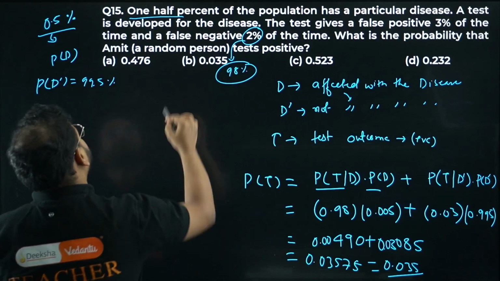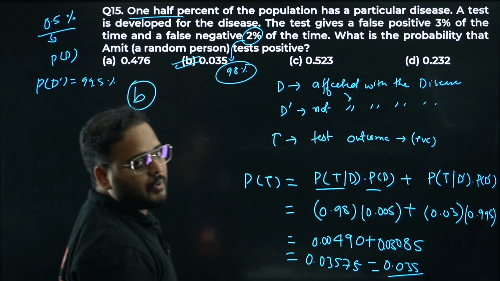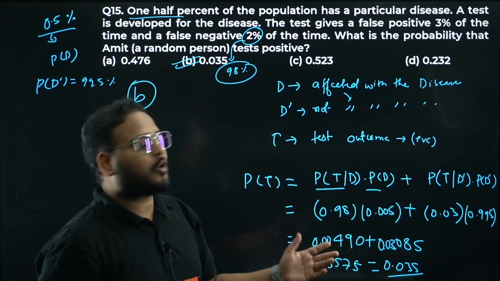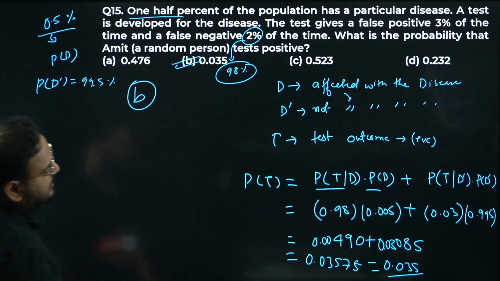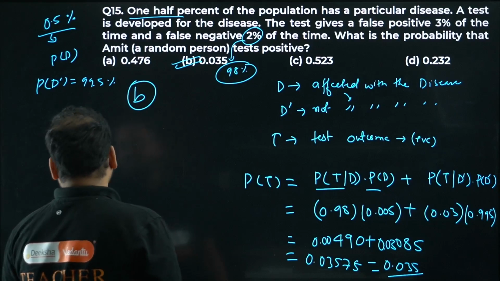Option will be, sir, B. Please check. Option B is correct. For the test outcome to come out positive, whether the person has the disease or not, this is the result, 0.035, basically 3.5%. Moving on to question number 16 now.